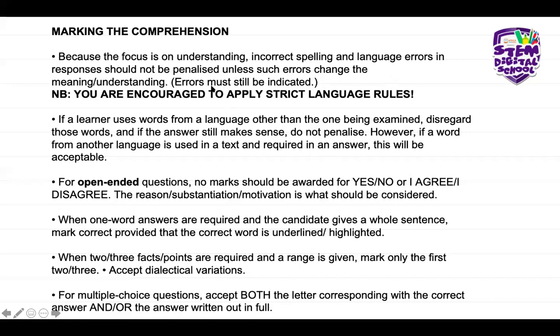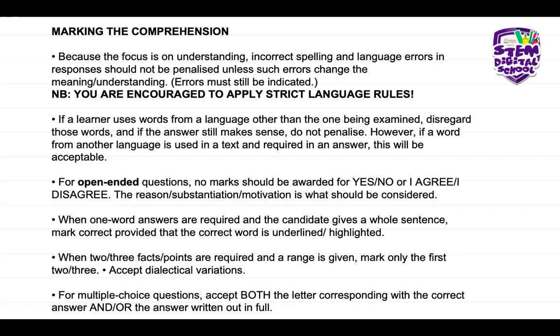Okay, so errors must still be indicated. However, as I have put here, you are encouraged to apply strict language rules. Okay, you are encouraged to apply strict language rules. So do not take advantage of this, please. If a learner uses words from a language other than the one being examined, disregard those words, and if the answer still makes sense, do not penalize. However, if a word from another language is used in a text and required in an answer, this will definitely be acceptable.